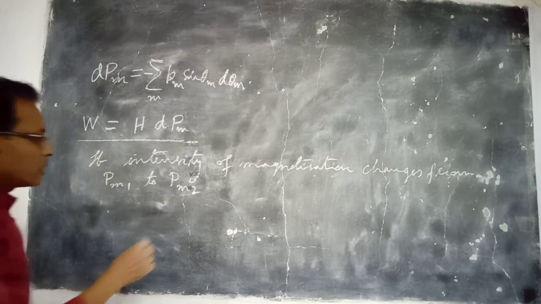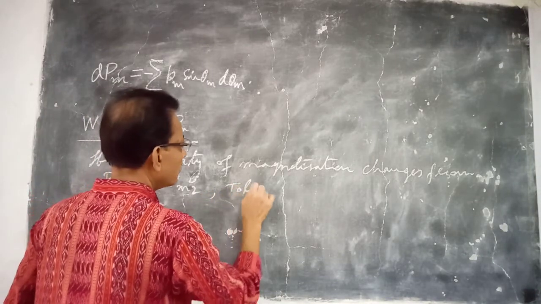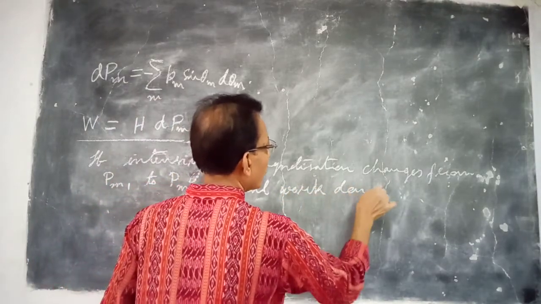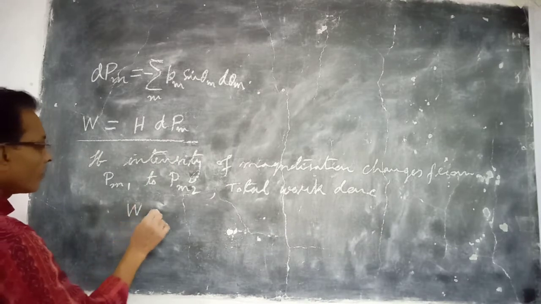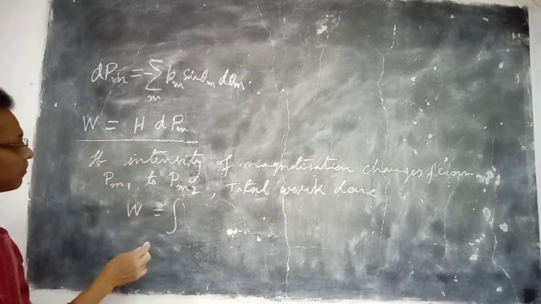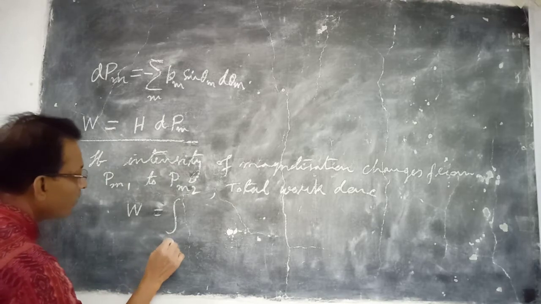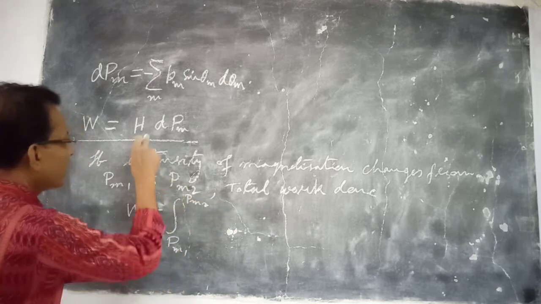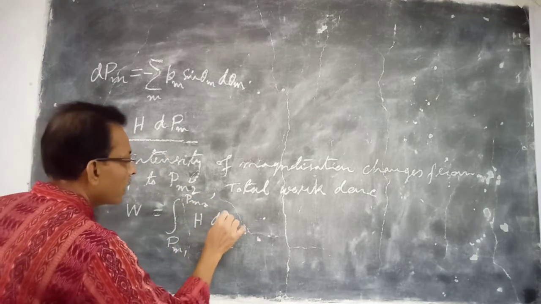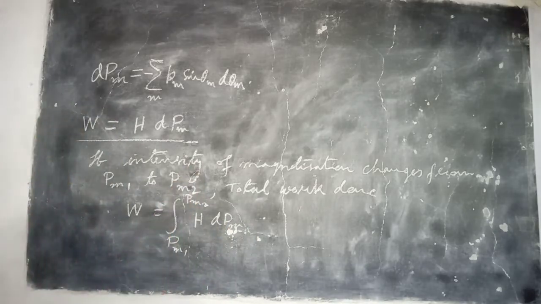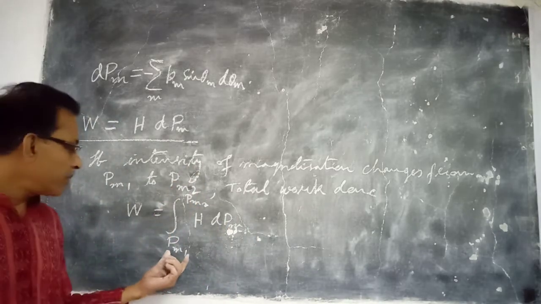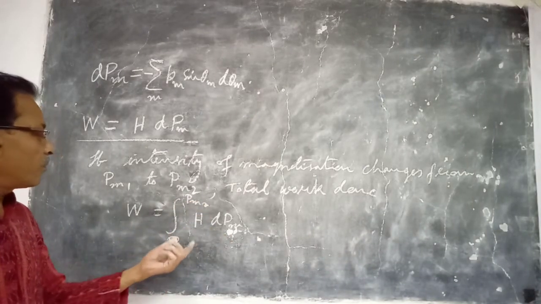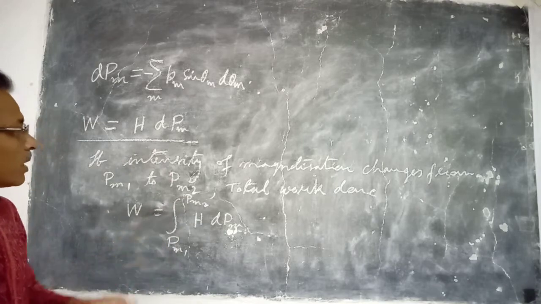then in that case the total work done will be equal to, the sum will be replaced by integrating over this sum, from PM1 to PM2 of H dPm. So initially the value was PM1, now we want to increase it up to PM2, then we have to take the sum over all such work done, the continuous sum.